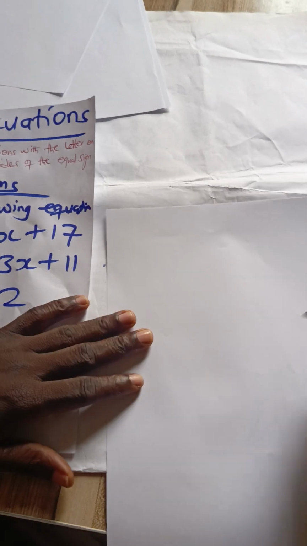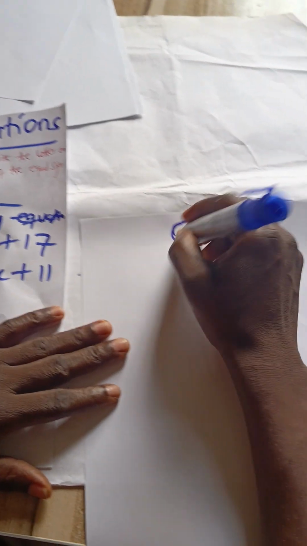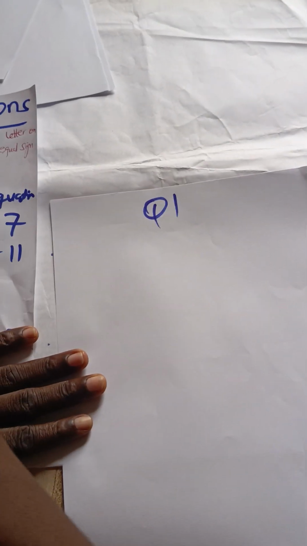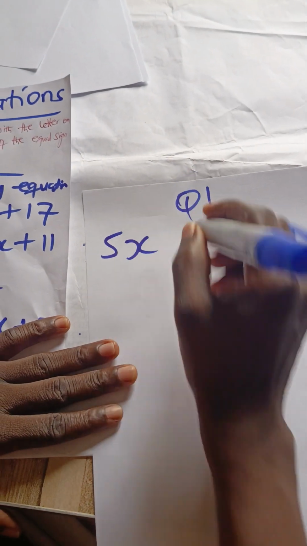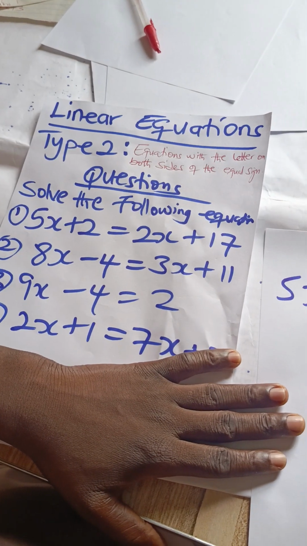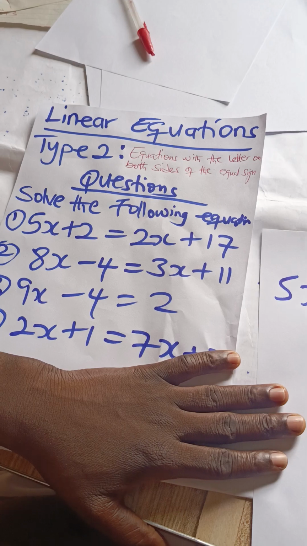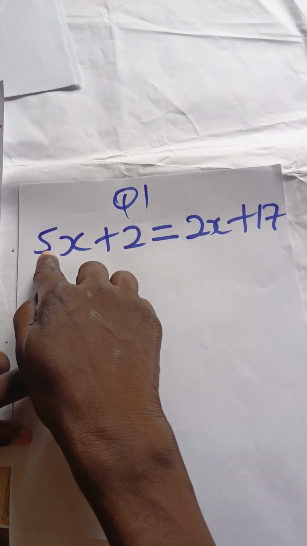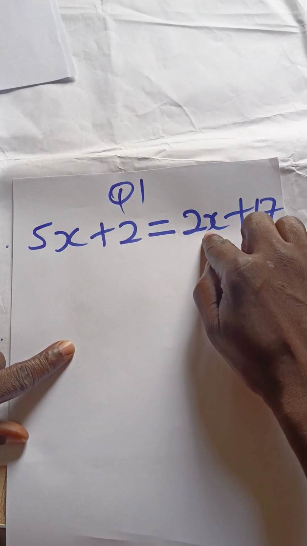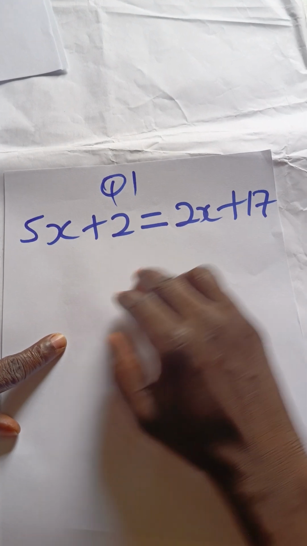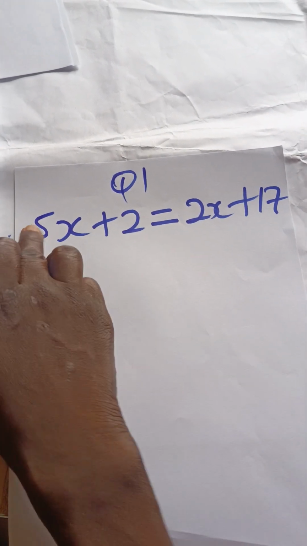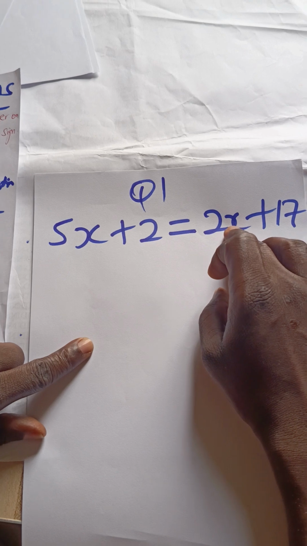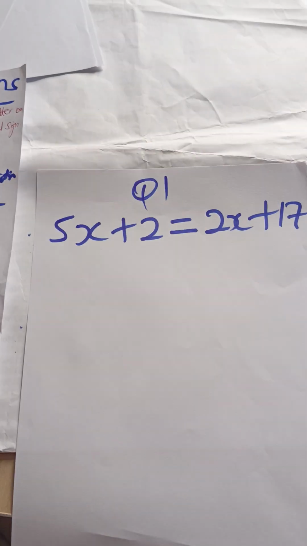Let's start with question 1. Question 1 is saying that 5x plus 2 is equal to 2x plus 17. This is not different from the type 1. Now, in this example, we have 5x here, there's another 2x here. So this means that this 5x and this 2x are alike, so you group like terms.